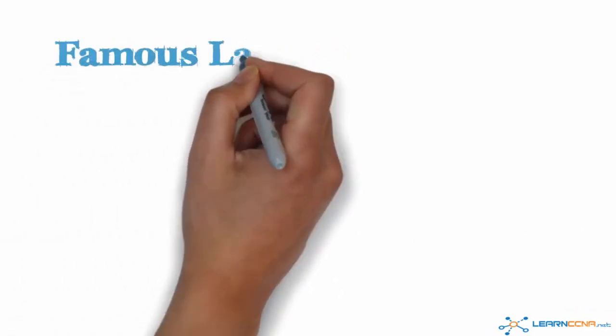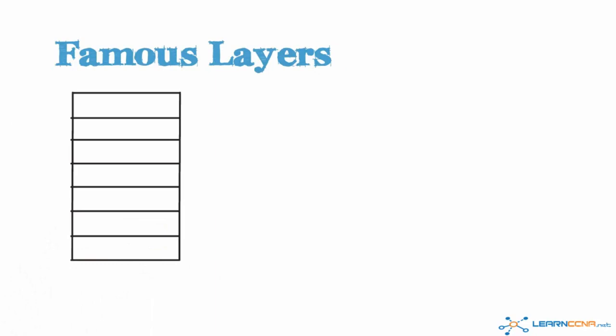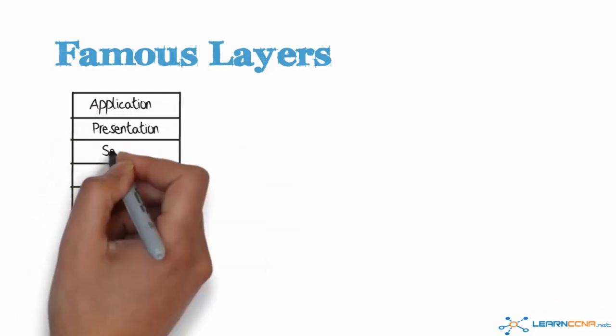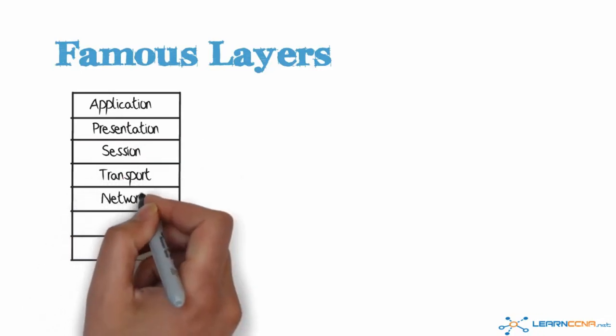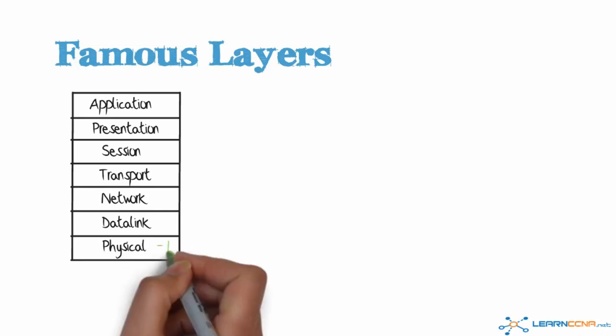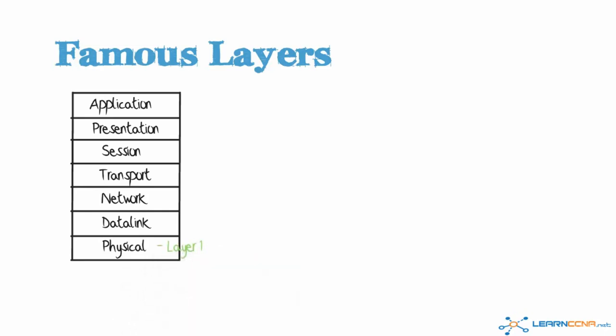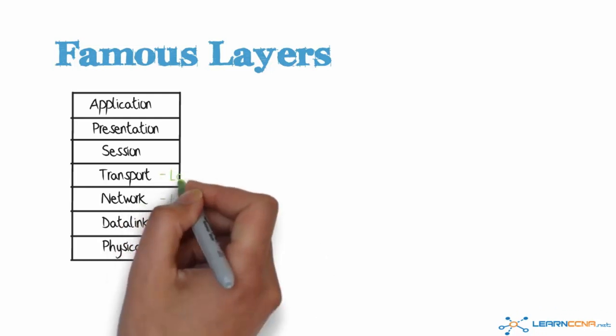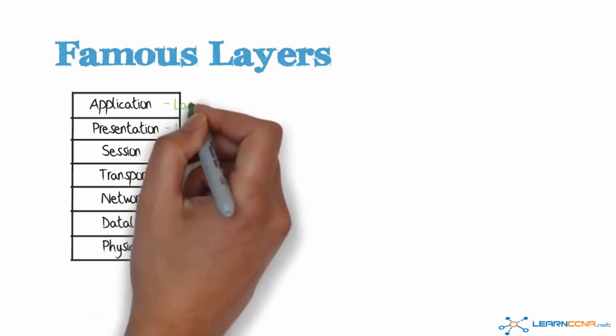Now, the OSI model consists of 7 layers, with the advantage that each layer is independent of other layers. The layers of the OSI model, starting from the top, or layer 7, are application, presentation, session, transport, network, data link, and physical. The physical layer is layer 1. When discussing the OSI model, we typically explain and reference it from the bottom up. So we start at layer 1, 2, 3, 4, 5, 6, and end up at 7.